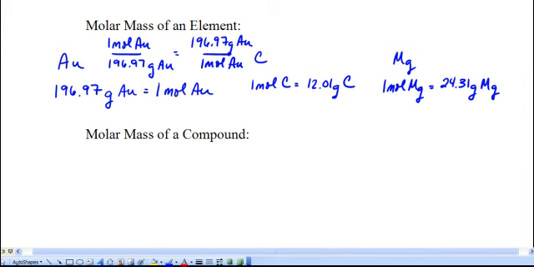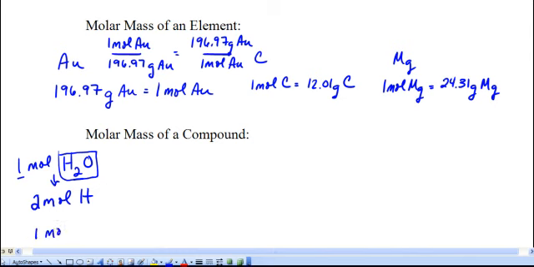Well, let's start off with something simple such as water, H2O. If you have 1 mole of water, that's going to mean that you're going to have 2 moles of hydrogen. You have 2 hydrogens in every 1 H2O. So in 1 mole of H2O, you're going to have 2 moles of hydrogen. And you'll have 1 mole of oxygen.